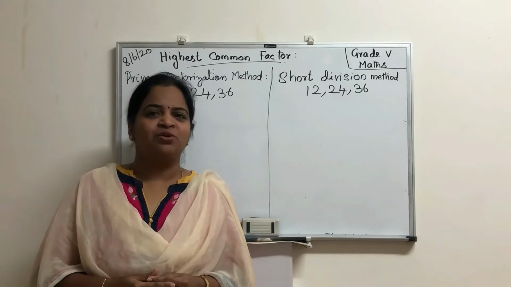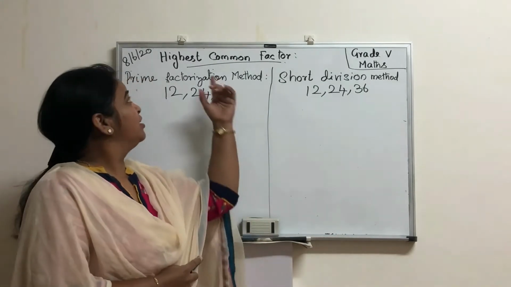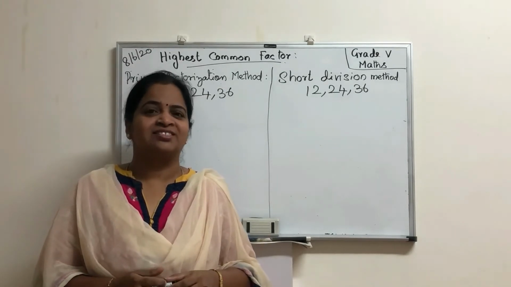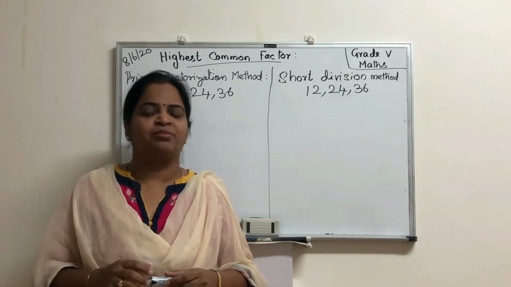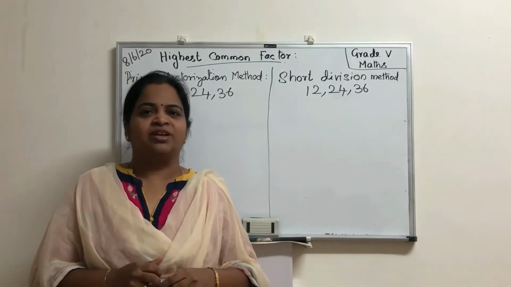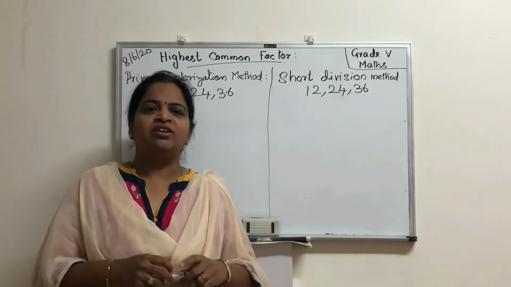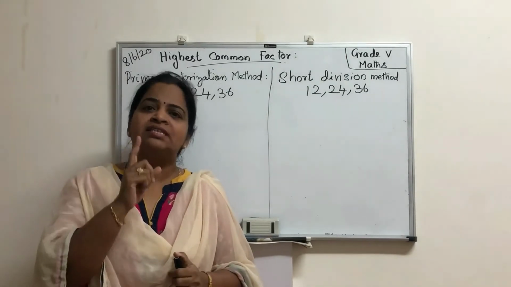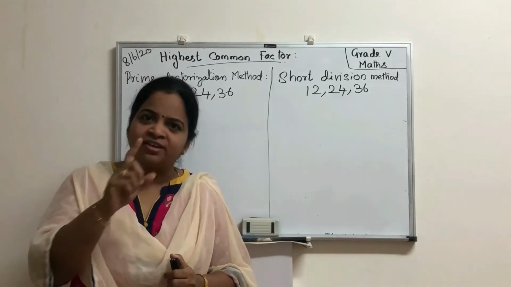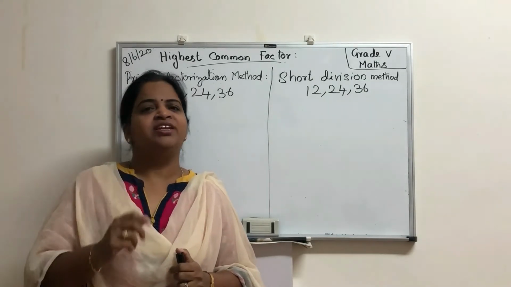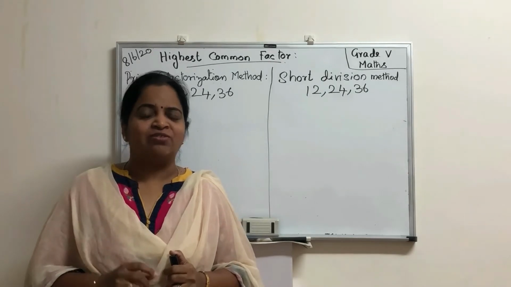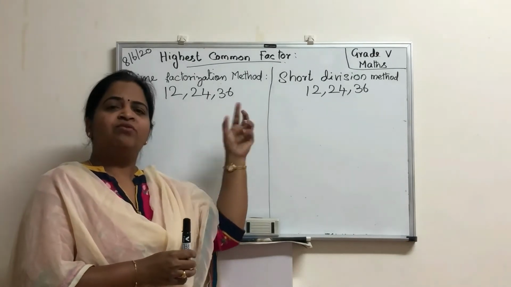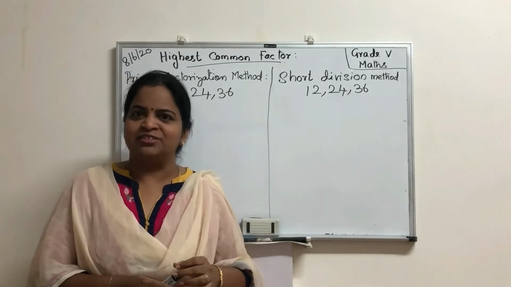Today we are going to see the topic highest common factor. What is highest common factor? HCF. Yes, last year we studied, right? HCF of a number is nothing but when you are given two or three numbers, you are going to find a single factor of those three numbers without leaving any remainder. A single factor which divides all the three without leaving any remainder.